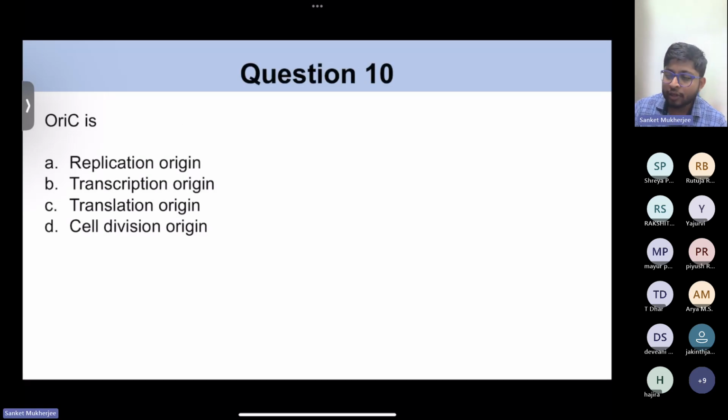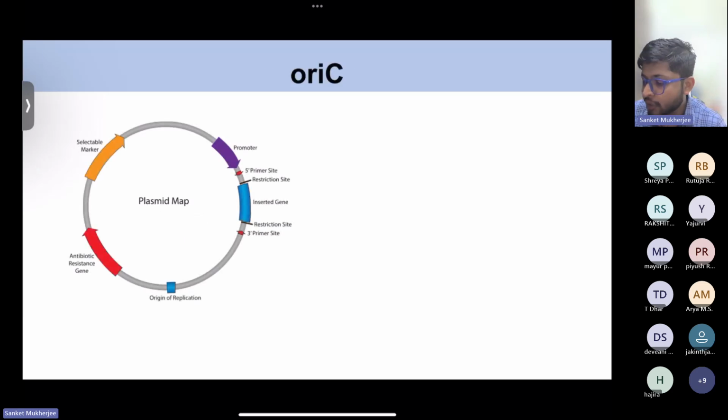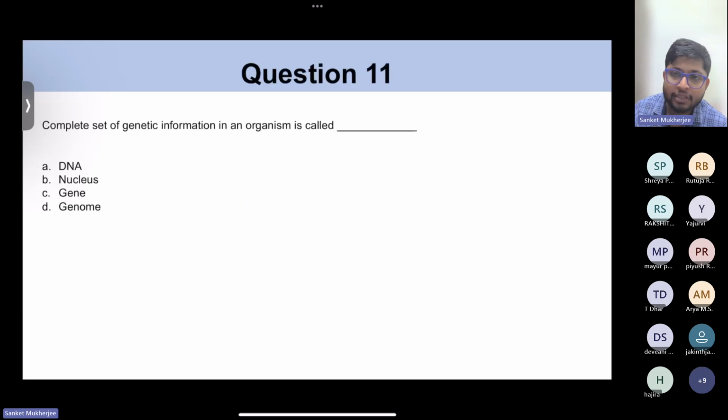Question number 10. ORI C is replication origin, transcription origin, translation origin, or cell division origin. Anybody would like to speak? I heard somebody switching on their mic. Okay, I'm getting answers. A, replication origin. Yes, you're right. Origin of replication is ORI C. In plasmids, the origin of replication is very important for the plasmid to maintain itself in a cell. It's to replicate its own DNA, essentially.